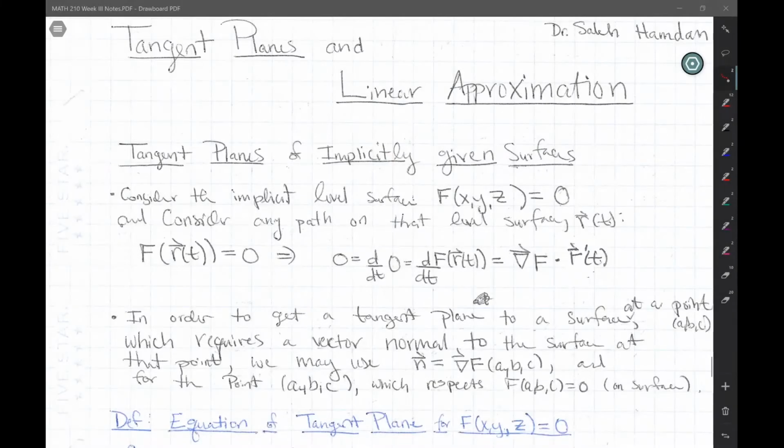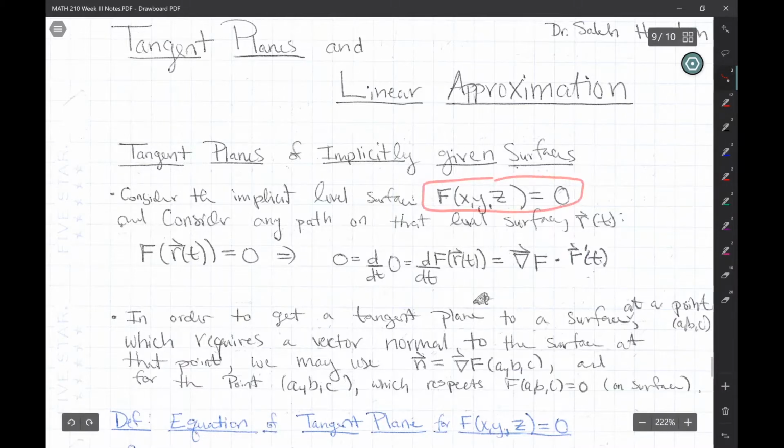So let's talk about tangent planes and linear approximations. So we could find the tangent plane to an implicitly given surface. And how do we implicitly give a surface? By taking a function of three variables, and here we are setting it equal to the constant 0, but in general you could get an implicitly defined surface with any constant, not necessarily 0.